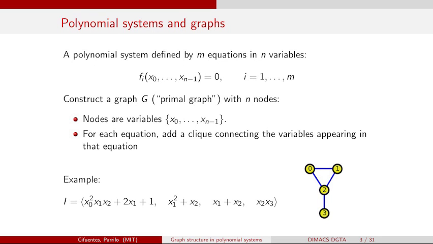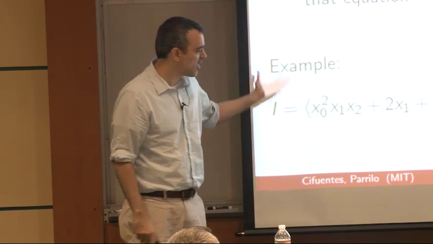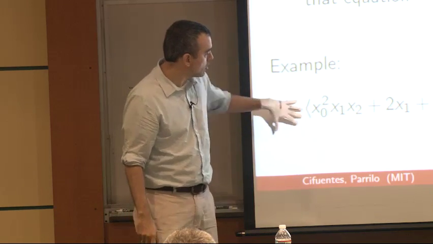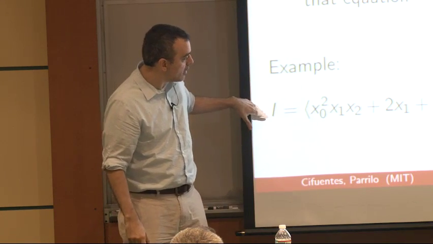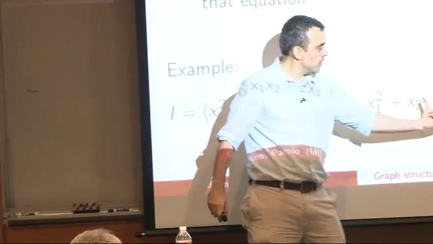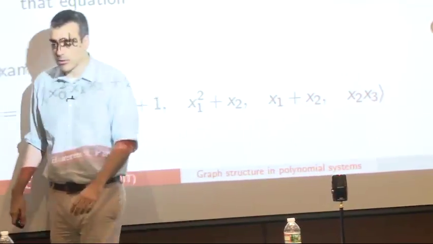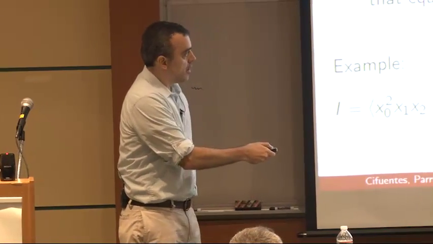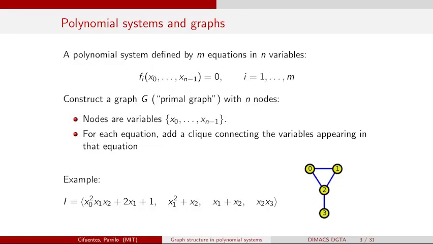Here's an example. Let's imagine that I have this system of equations. Here I use algebraic geometry notation, just denoting the ideal. But what this really means is that this equation equals 0, this equals 0, this equals 0, and this equals 0. As I said, I have 4 variables, x0, x1, x2, and x3, so I'm going to draw 4 nodes over there. I'm going to look at the first equation, and see which variables appear in it. I have 0, 1, and 2. So I'm going to draw a clique connecting the nodes 0, 1, and 2.